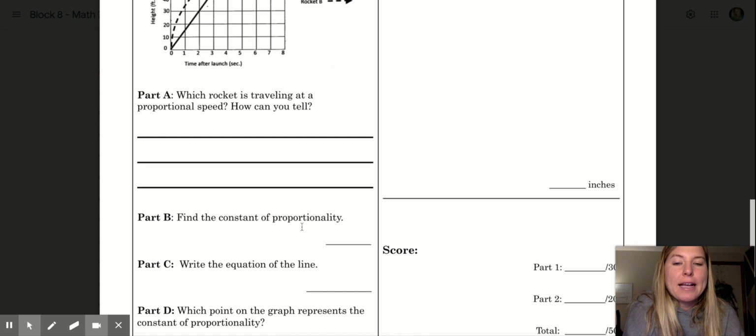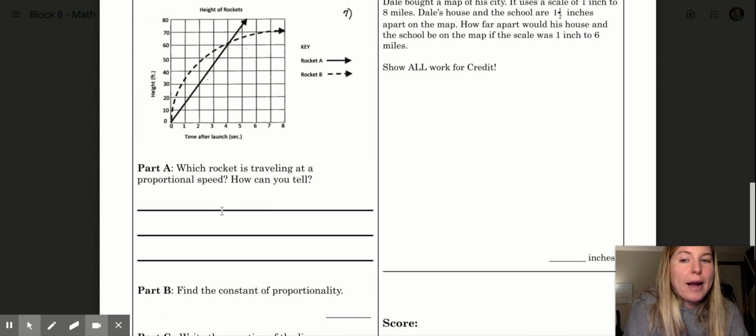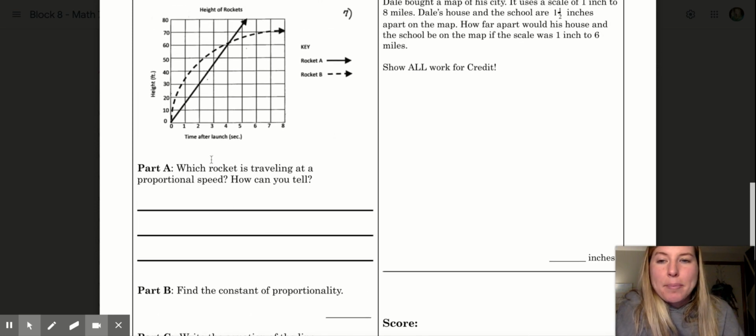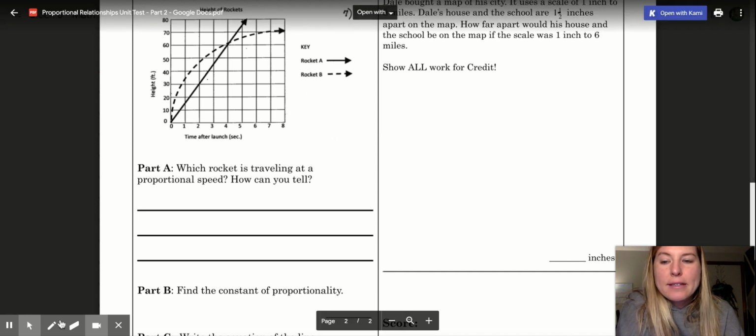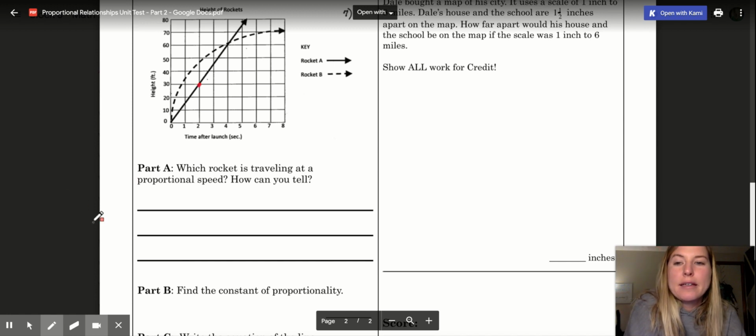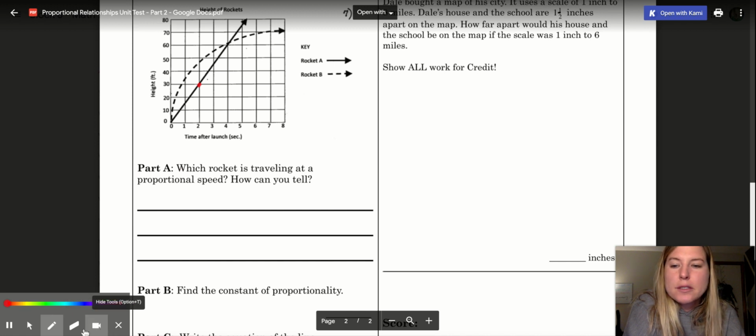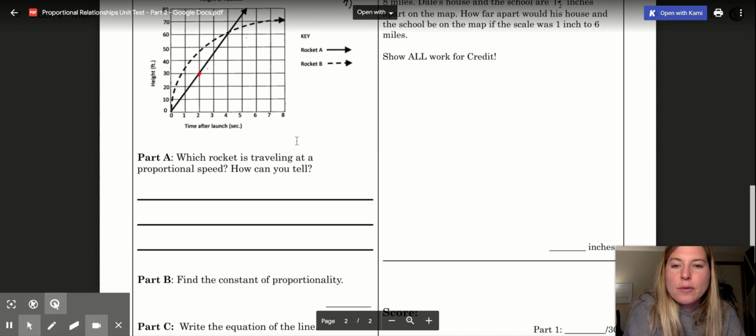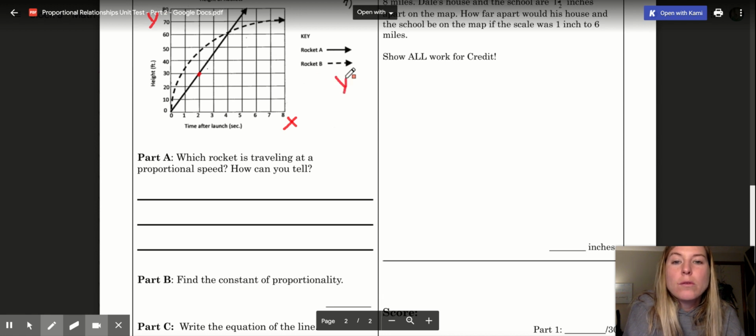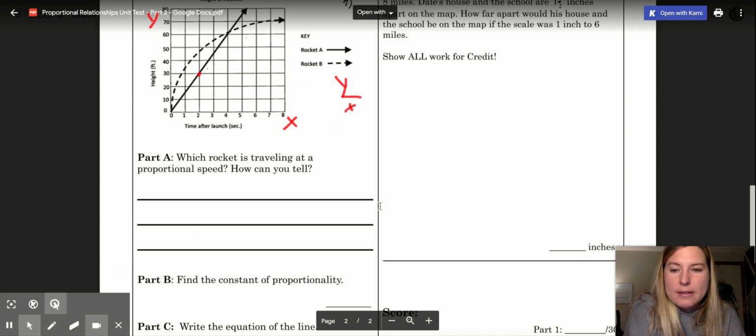So, which rocket is traveling at a proportional speed and how can you tell? Part B, find the constant of proportionality. So, whichever rocket is proportional, you have to pick a point. I would suggest picking a point that really intersects on a line easily, which I just picked one for you. So look at that. So remember, when you're looking at a graph, this is an x-axis and this is the y, and you always have to do y divided by x to figure out a constant of proportionality, right? Okay, C, write the equation.